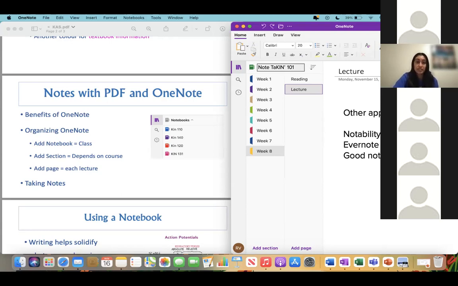So as you can see, it says add notebook, and you can do this for each class. It also says add section, and then the section might depend on the class. So for example, you might do module 1, module 2, or week 1, week 2, or it can be more specific, like in Kin 132, you might have the immune system and the digestive system. And then finally, it says you can add a page. I would probably recommend adding 1 page per class or maybe 1 page per lecture.